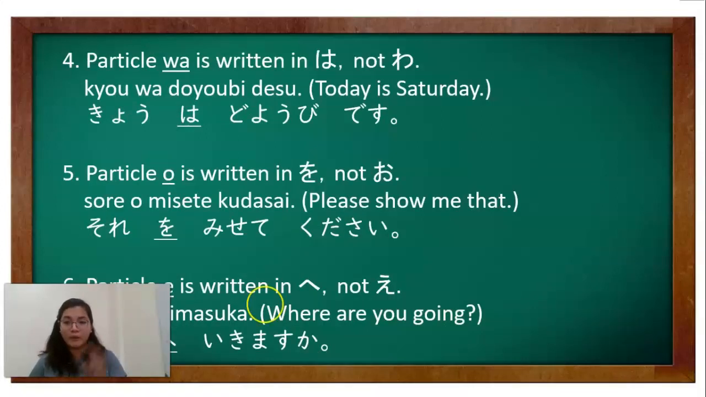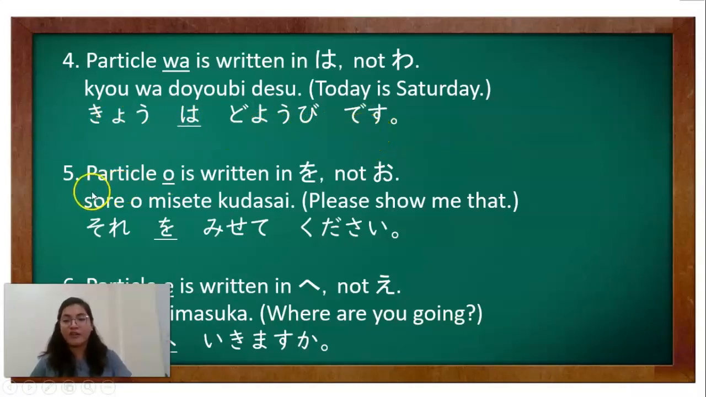Okay, next up, number 4, is the particle wa. This is written in ha, not wa. For example, kyou wa doyobi desu. Okay, so although it's ha, like we all know in the alphabet, as a particle, this is read as wa. Kyou wa doyobi desu.